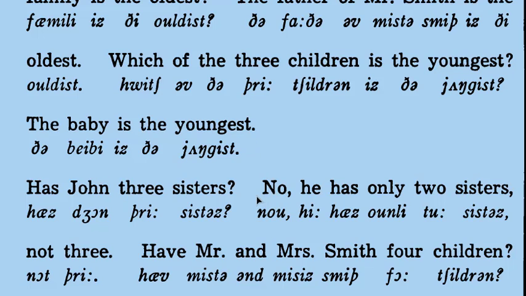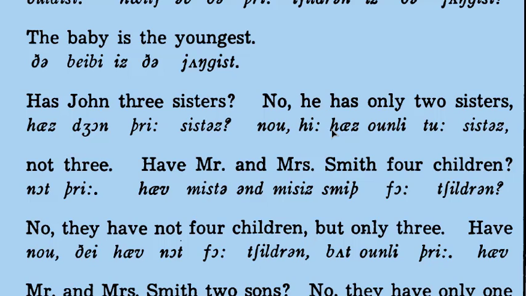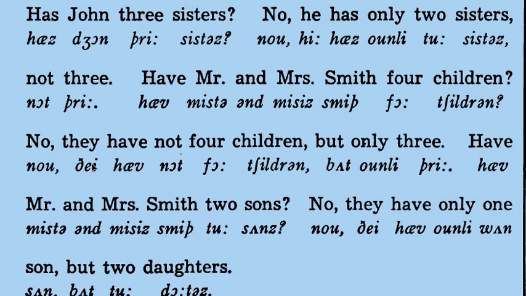Has John three sisters? No, he has only two sisters, not three. Have Mr. and Mrs. Smith four children? No, they have not four children, but only three. Have Mr. and Mrs. Smith two sons? No, they have only one son, but two daughters.